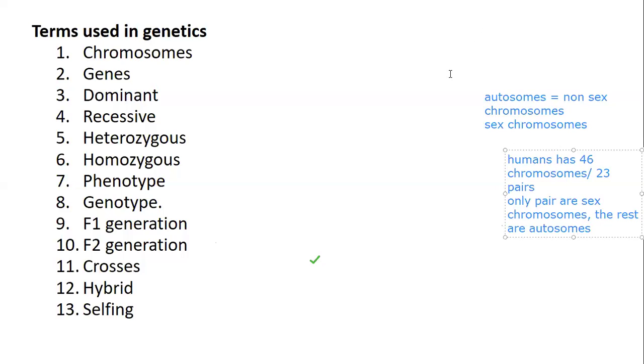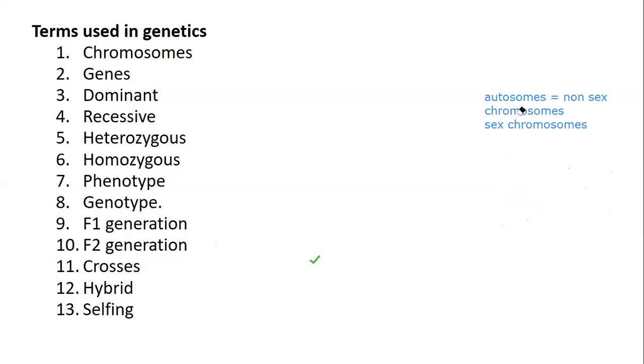Okay, now we are going to go to, let's first remove this annotation. We are going to go to the definitions as I have prepared them. So here we have a chromosome.